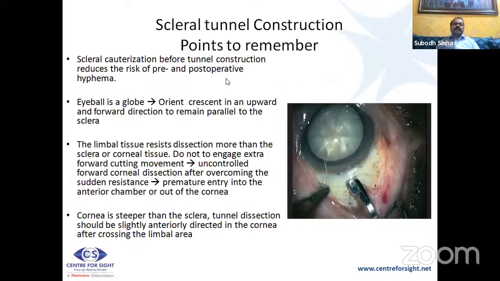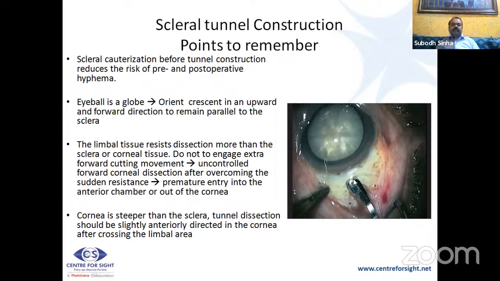So while making the sclerocorneal tunnel, you need to remember certain points. Scleral cauterization before tunnel construction will reduce the risk of pre and post operative hyperemia, but at the same time remember, don't do over cautery. You have to remember that the eyeball is a globe. So whenever you are doing this dissection, you have to orient your crescent in the upward direction, towards the dome of the cornea. If you go straight, then there are chances that you may do premature entry and the whole thing becomes very messy.